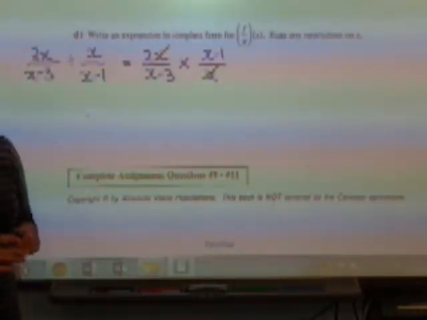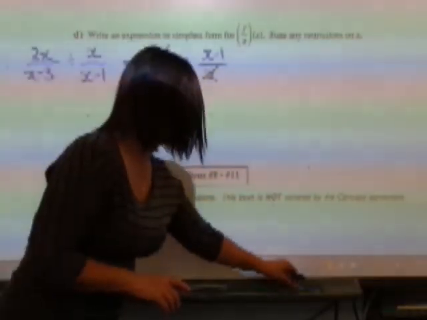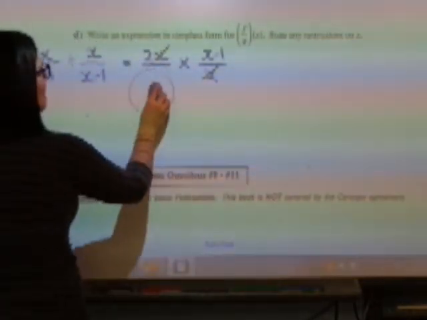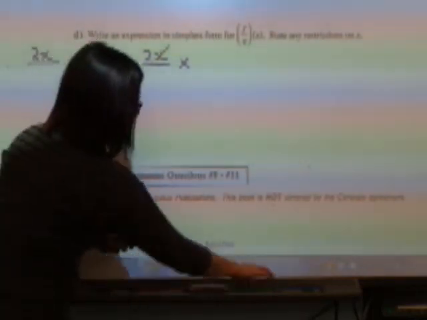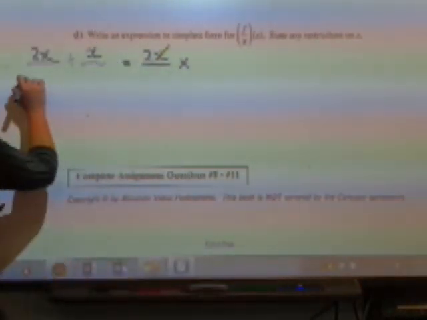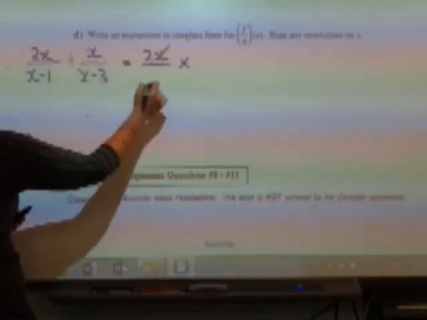Is it mixed up, like the 2x, is that supposed to be over? I think it's supposed to be over. Oh, sorry, I have it written down wrong? Yeah. Okay. I was trying to go by memory. Apparently my memory is not very good today. So this should be x minus 1 and x minus 3? Yeah. Okay.